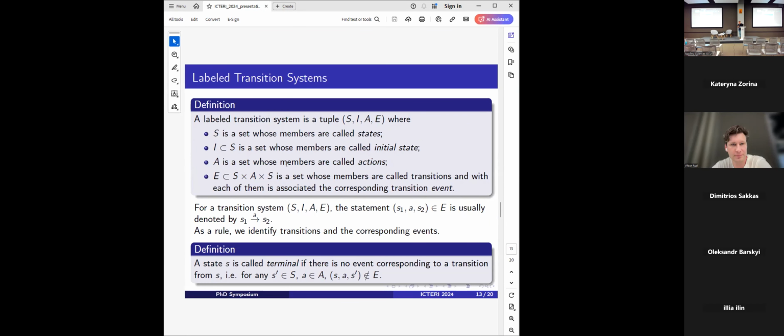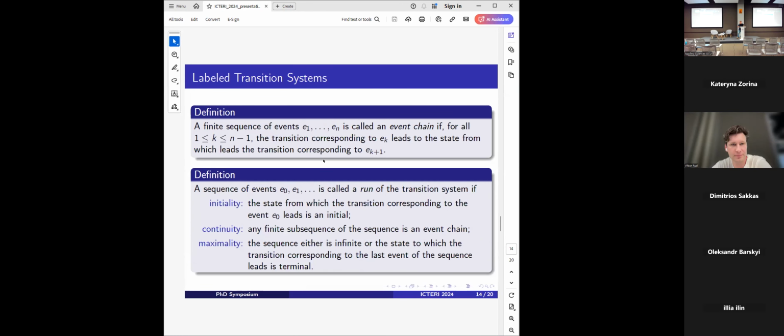So we can see definitions, also the definition of the terminal state. And also the main thing is that transition and event can be used interchangeably. On this slide, this is 14, also some definitions of event chain and the definition of the run of the transition system.